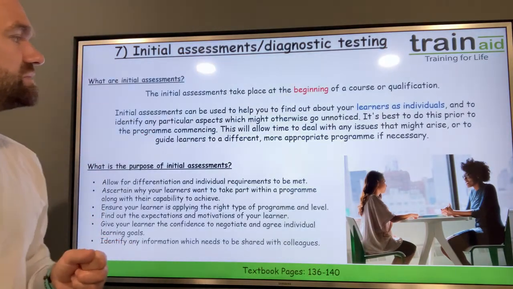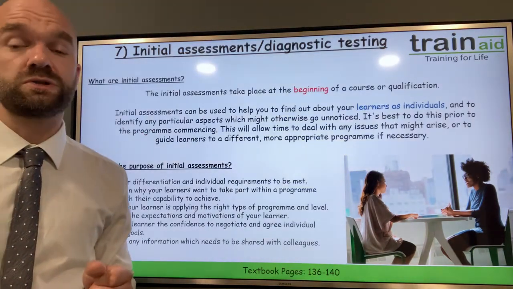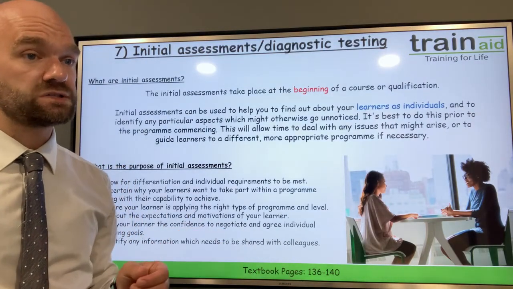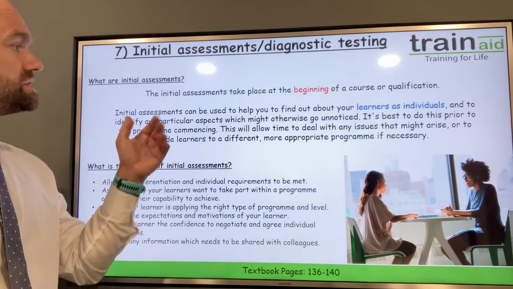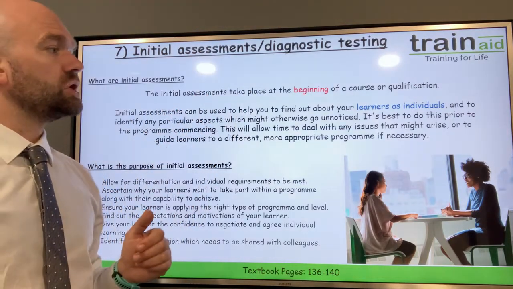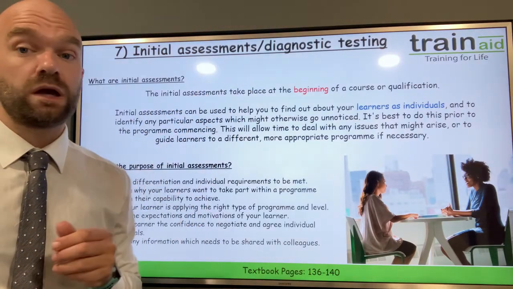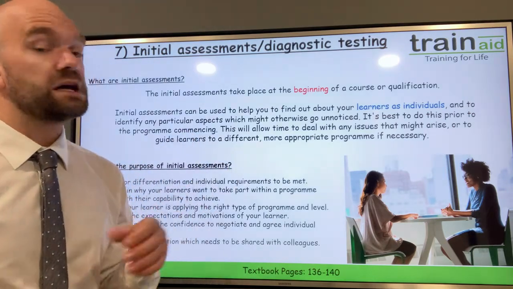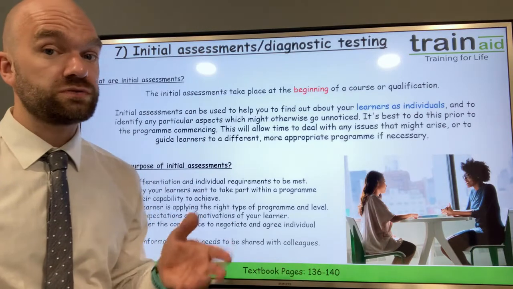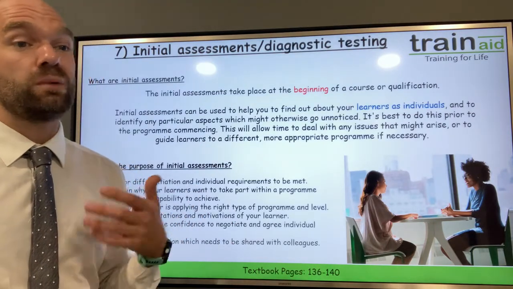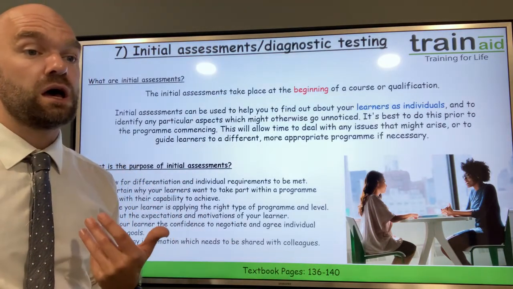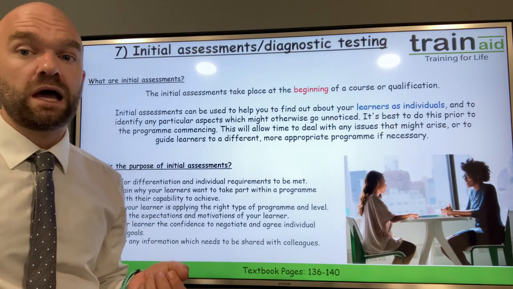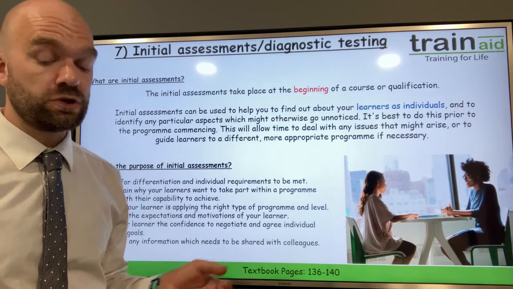So we're just going to have a chat about the purpose of initial assessments. Okay, what is the purpose of these? So initial assessments take place at the beginning of a course or qualification. As we know, they are a fantastic way to find out about the learners as individuals. Okay, so their motivations for the course, their learning styles, and if there's any questions about the course as well that they have, their individual learning needs.